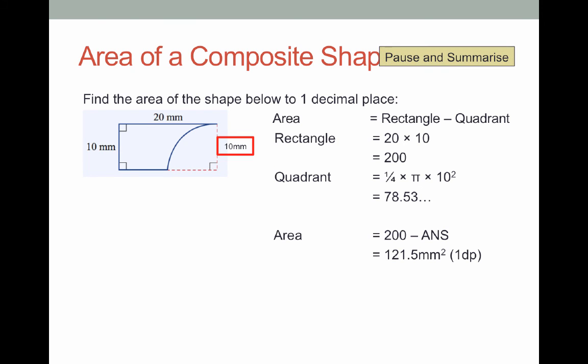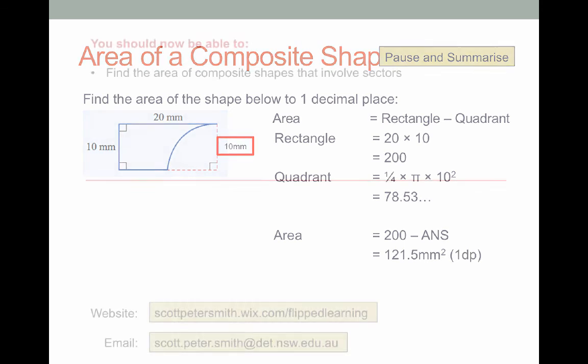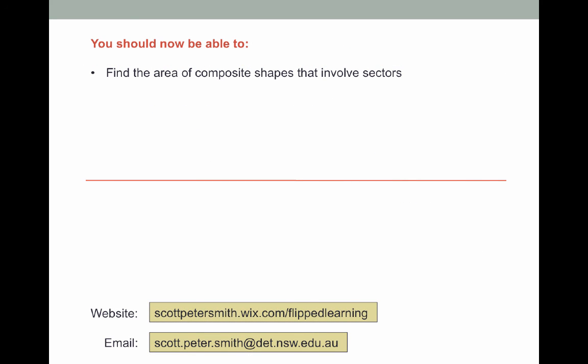What I'd like you to do now is to pause and summarize this example in order to have it in your book so that you can work from it to aid you. And that's it. Hopefully this example has helped you to find the area of a composite shape that involves sectors.